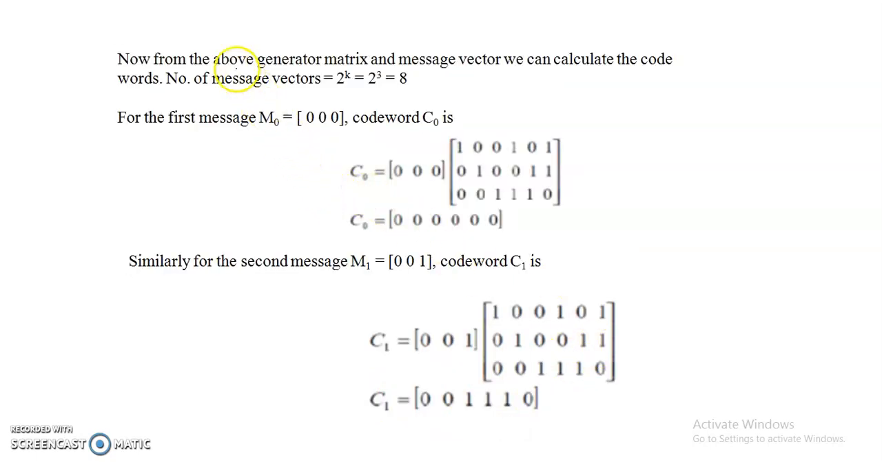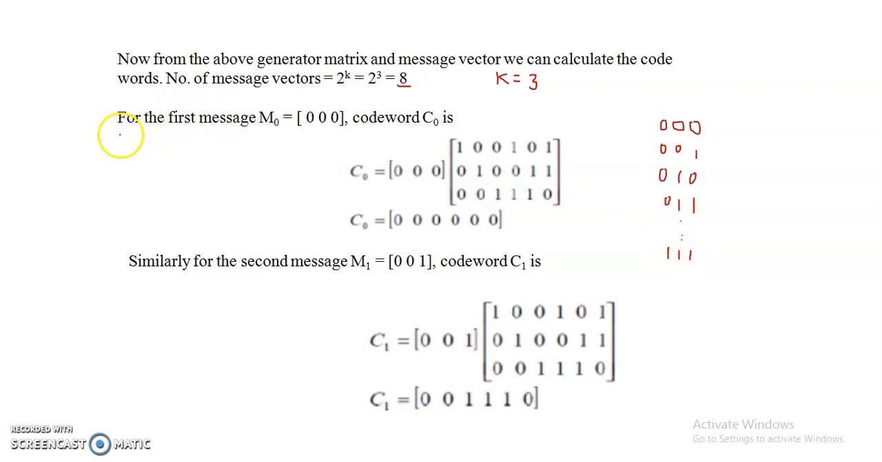So this is how we write a generator matrix. Once you have written the generator matrix, we know that the value of k is equal to 3. From this you can find out the number of possible message vectors. So 2 raised to 3 is equal to 8. 8 message vectors are possible, that means the message vectors will be like 000, 001, 010, 011. Like this, you need to calculate the code word till the message 111.